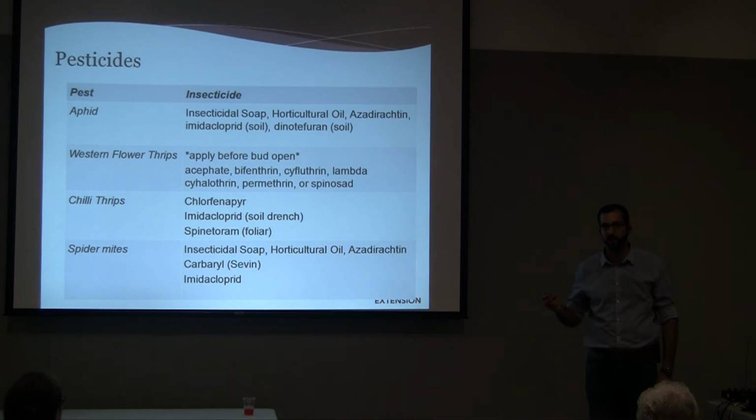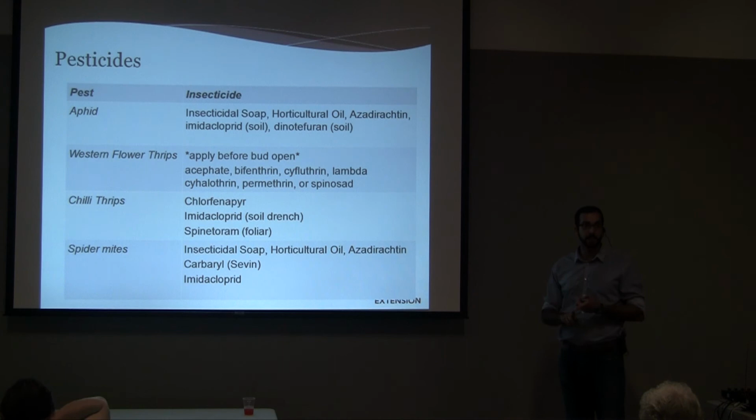So unfortunately, I don't know the homeowner grade products. But yes, those neonics like dinotefuran and imidacloprid can be very effective. And actually, these two here should have crosses over them. I apologize, they should actually have a line through.